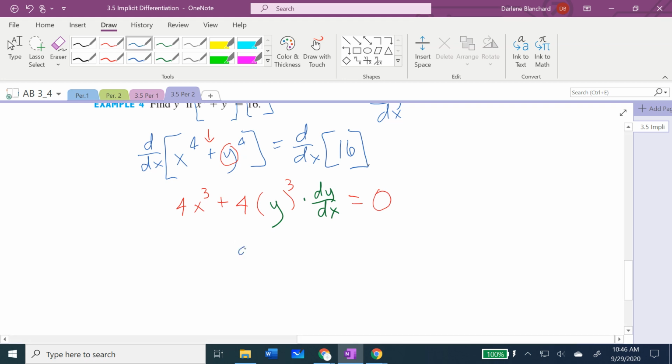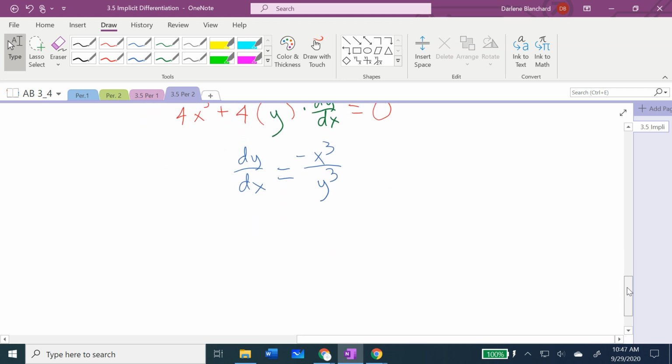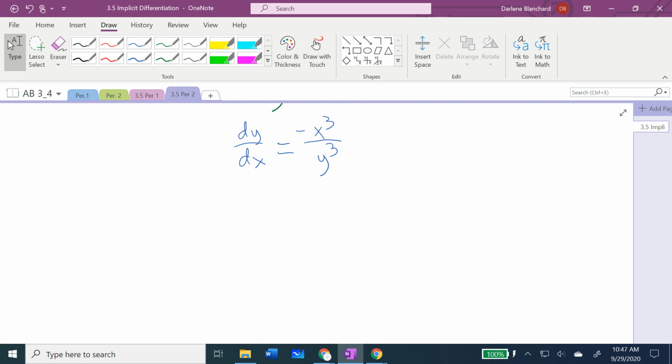When I isolate dy dx, I am going to get a negative 4x cubed divided by y cubed. I end up getting this. Now, if I want to find y double prime, I take the second derivative. I take the derivative again, but of this. By the way, you can take the derivative a second time in this format, but people tend to be more accurate in their derivative taking if they isolate dy dx first.